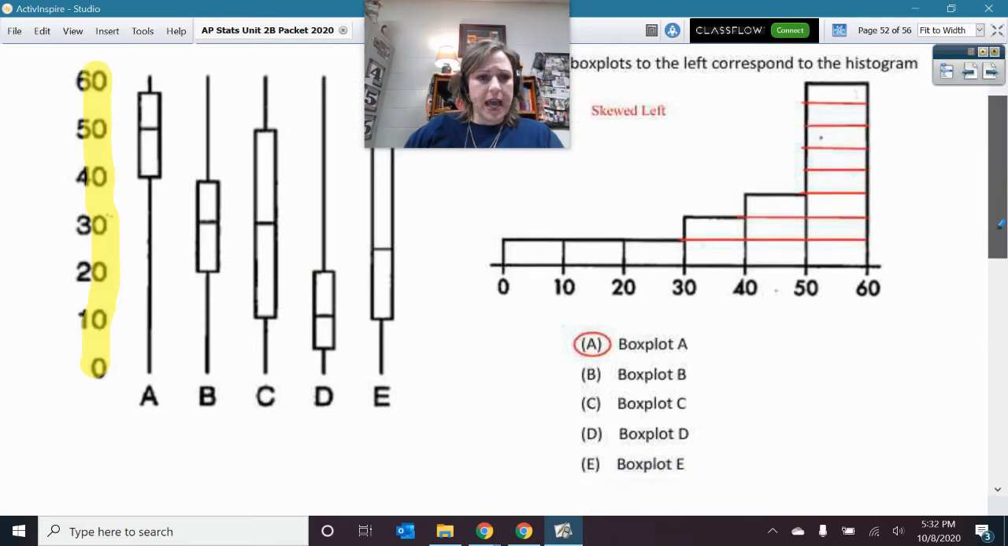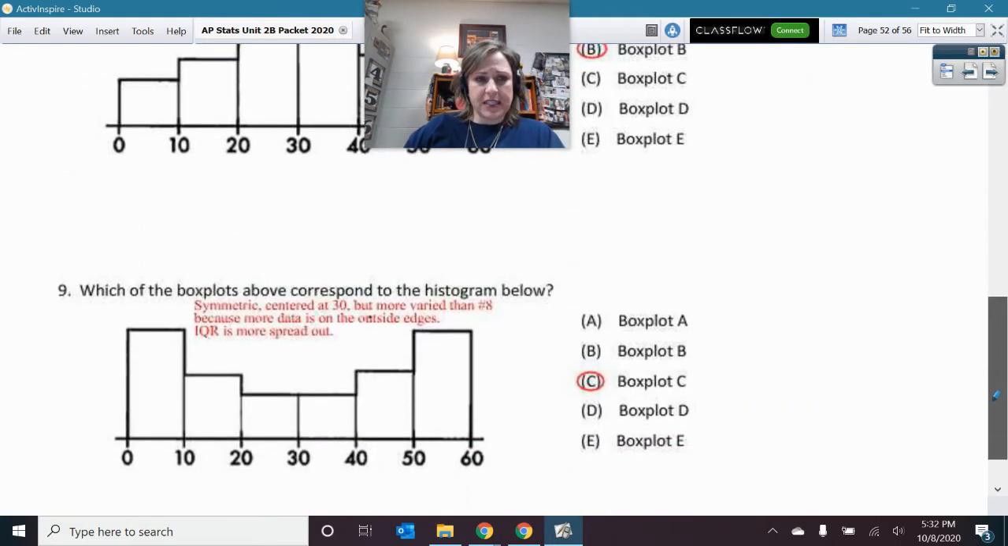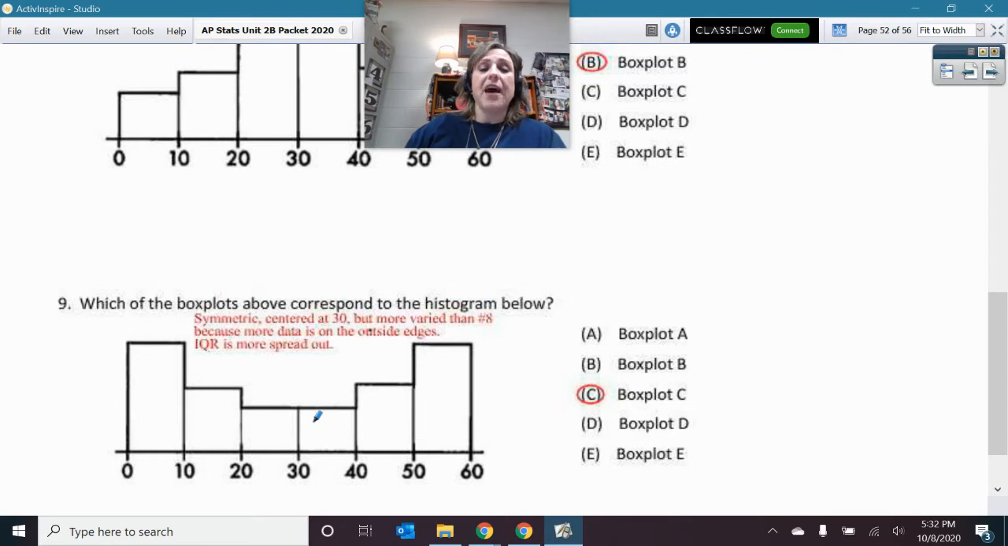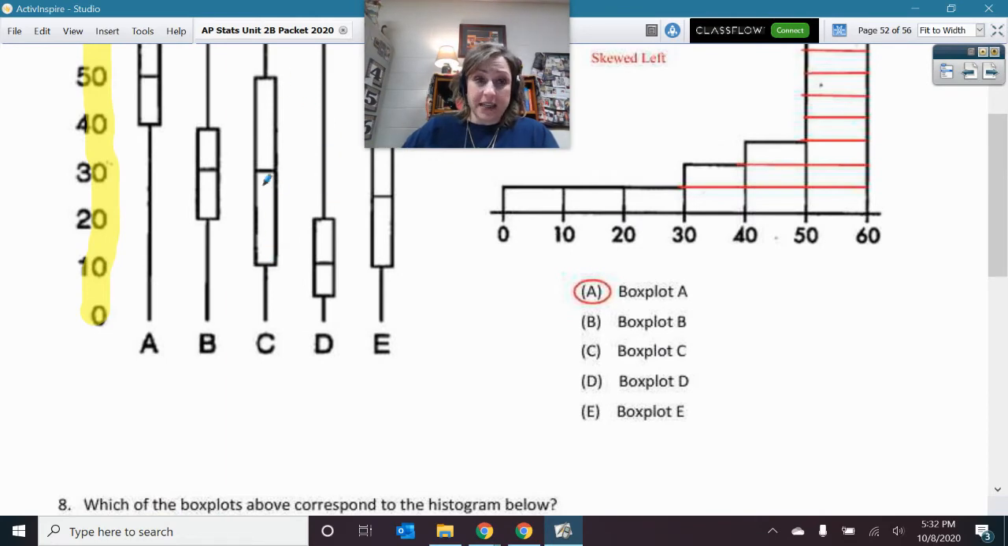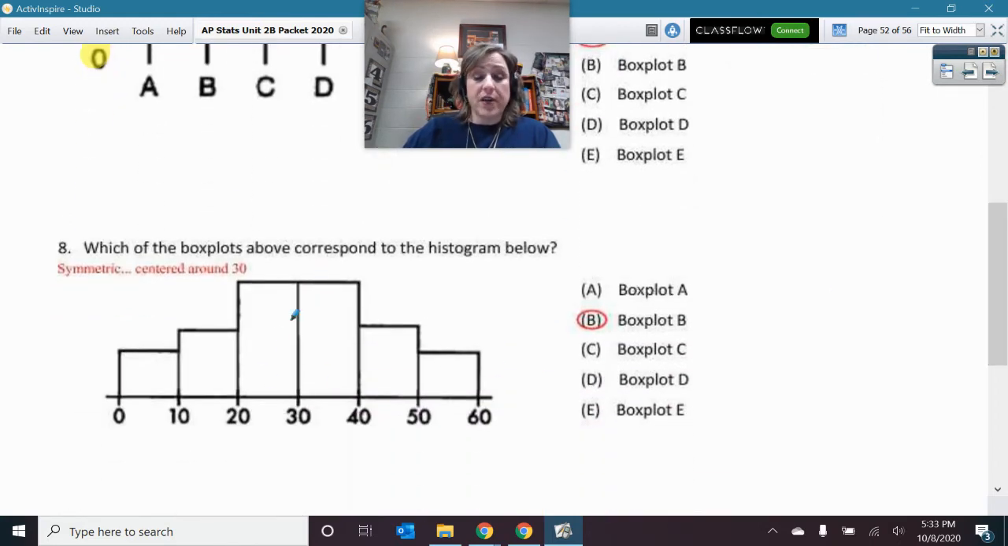Okay, so let me look at 8 versus 9. Look, also centered at 30, but it has more data on the outside edges. So its interquartile range is wider. So that's why number 9 goes with this box plot C instead of B. B is more closely clustered to the center, so that middle 50 percent is smaller.